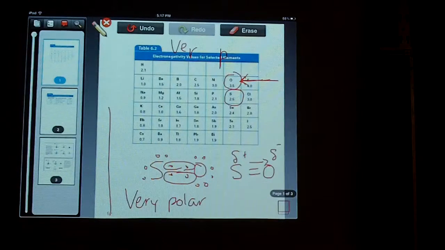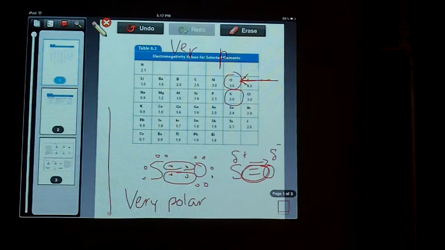We say that these are partial charges because the oxygen doesn't completely take it. If it completely took the electrons, that would make it ionic. But these electrons are still being shared. It's just that the oxygen is able to pull those electrons closer to it.